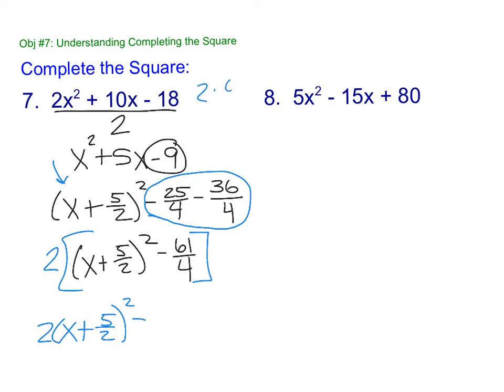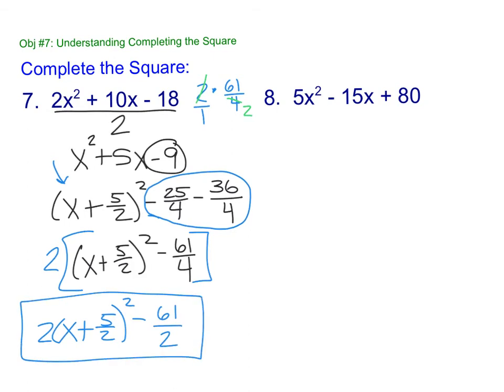I'm going to do it up here. So when you multiply, this is really 2 over 1. What I did was I cross-canceled. 2 goes into 4 twice. So I end up with 61 over 2. And that is my final answer.